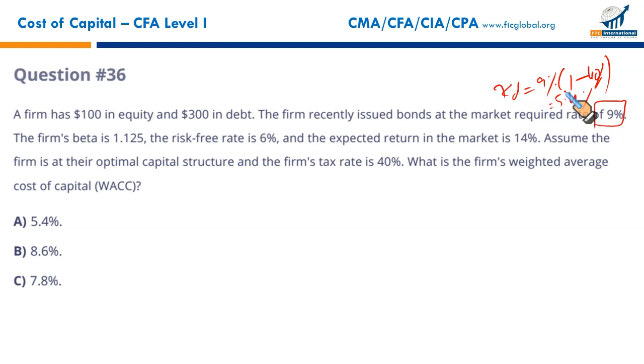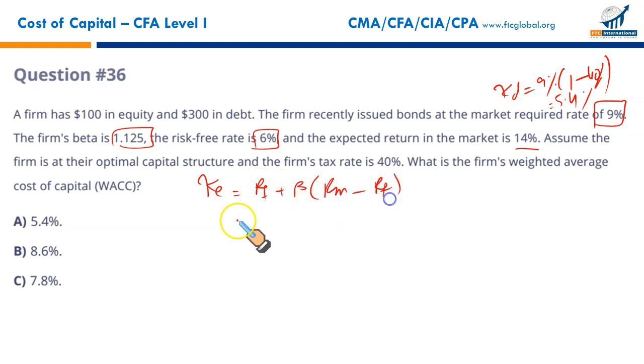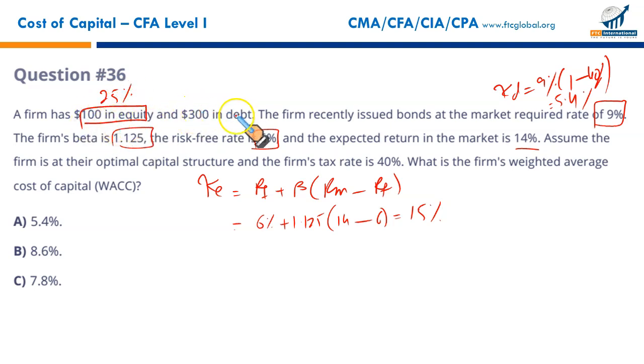For equity, we have been given the ingredients. We have been given the risk-free rate, beta, and return on the market, and that's what you need for the CAPM, the capital asset pricing model. Cost of equity is equal to the risk-free rate plus beta times (return on the market minus risk-free rate). Risk-free rate is 6%, beta is 1.125, expected return on the market is 14%. If you simplify, (14 minus 6) times 1.125 plus 6 gives you 15%. That's all, done. Equity is 25% of your funding, 100 and 300, and debt is 75%.